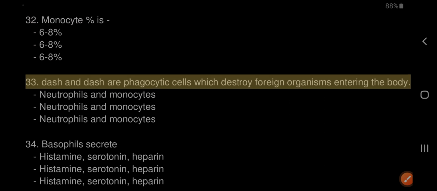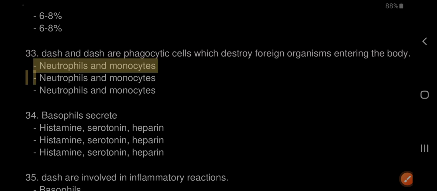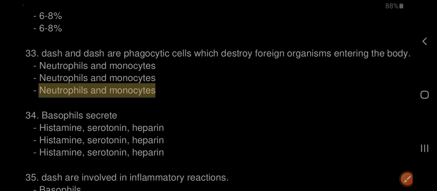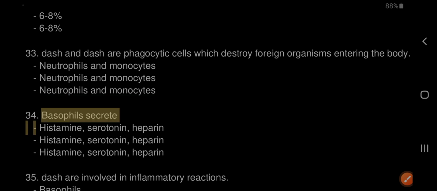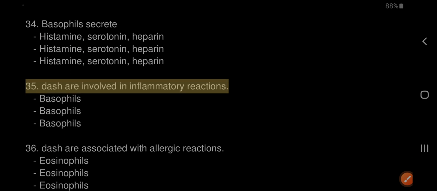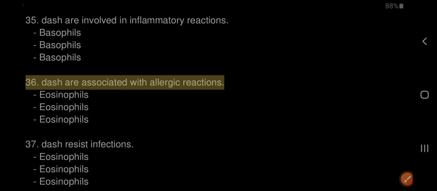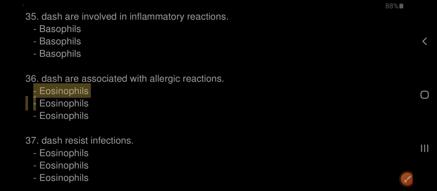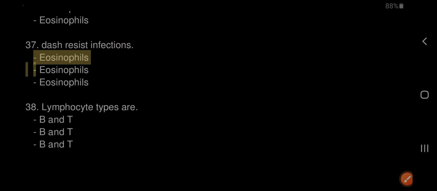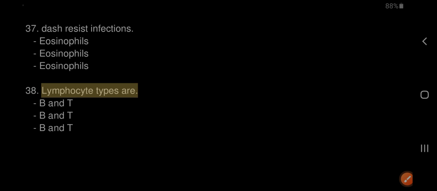33. Neutrophils and monocytes are phagocytic cells which destroy foreign organisms entering the body. 34. Basophils secrete histamine, serotonin, heparin. 35. Basophils are involved in inflammatory reactions. 36. Eosinophils are associated with allergic reactions. 37. Eosinophils resist infections. 38. Lymphocyte types are B and T.